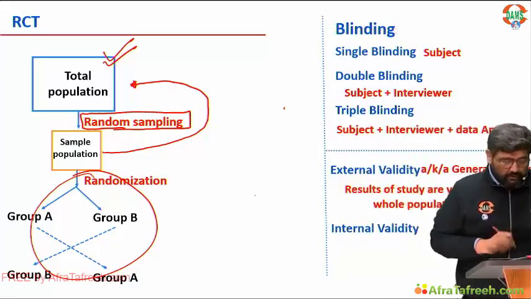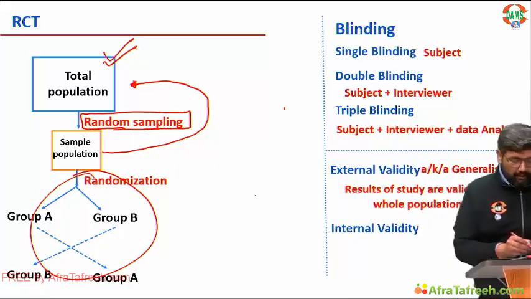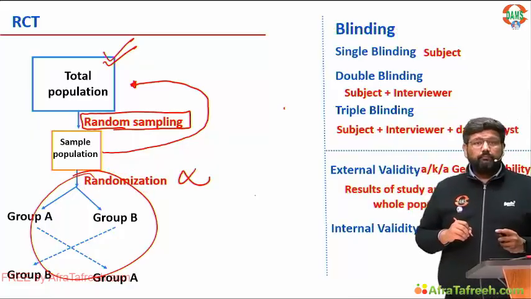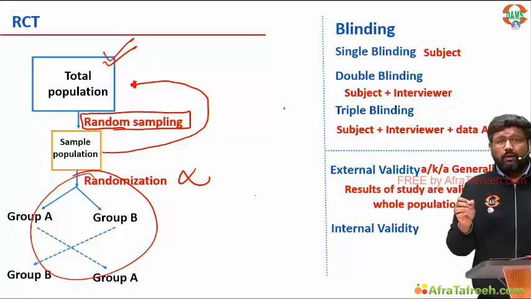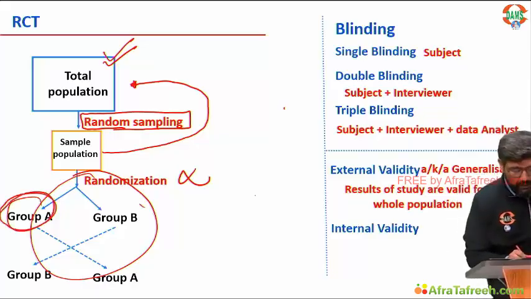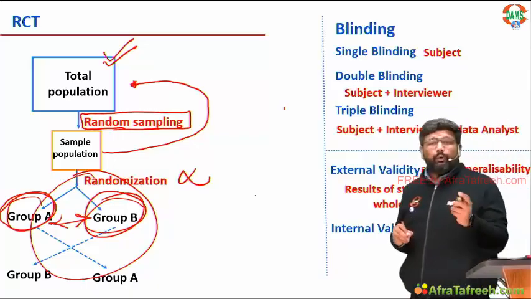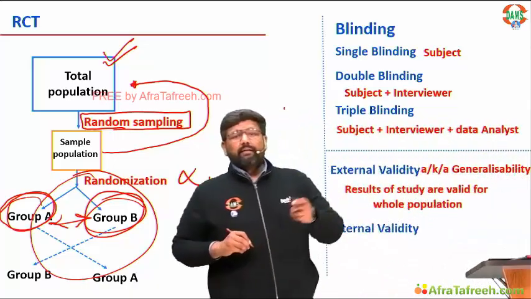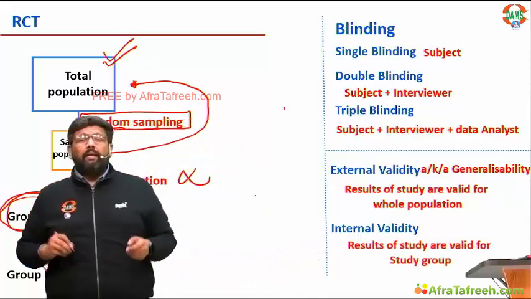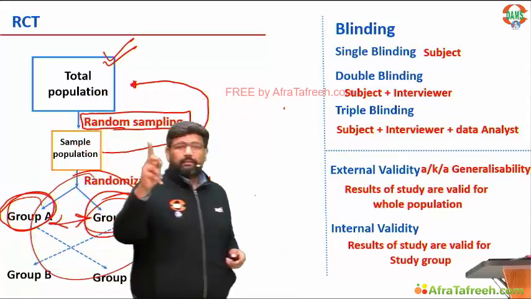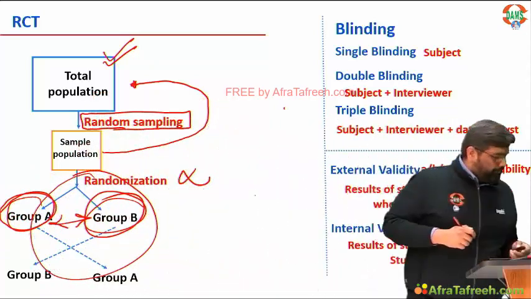If random sampling was not done, then external validity will be less. Now what is internal validity? Internal validity means if randomization was done faulty, right? If randomization was not done, all the young people here and old people here, can I compare the results between new and old drug? No, this is internal validity. What is internal validity? Results of study are valid for study group. Is the concept clear, guys?